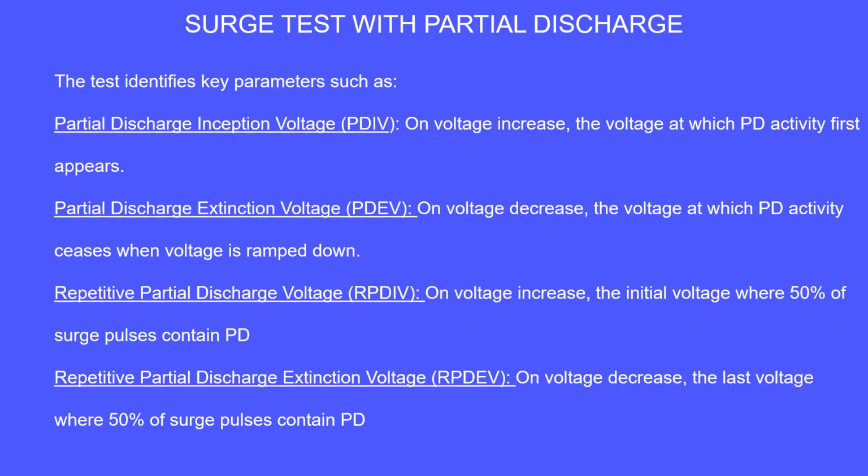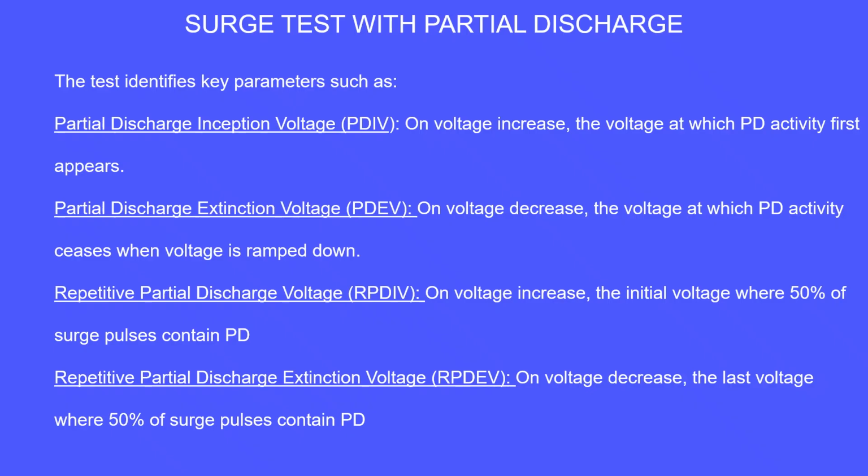Repetitive partial discharge inception voltage, RPDIV. This is on voltage increase, the initial voltage where 50% of surge pulses contain PD. Repetitive partial discharge extinction voltage, RPDEV. This is on voltage decrease, the last voltage where 50% of surge pulses contain PD.